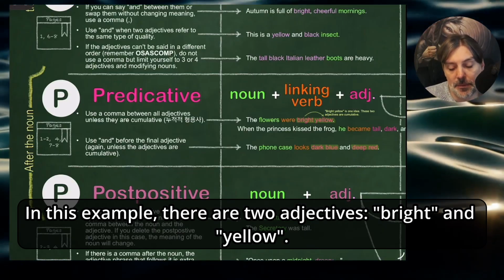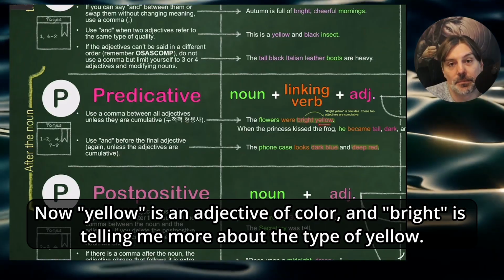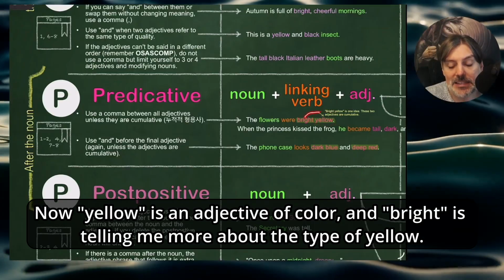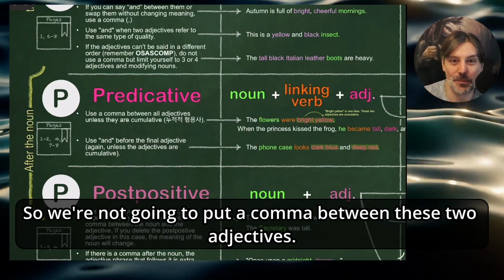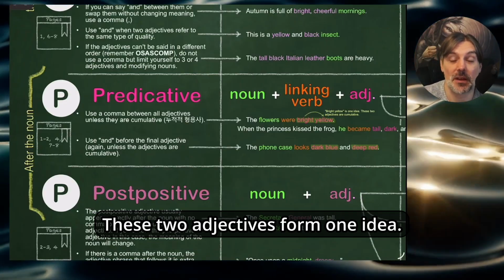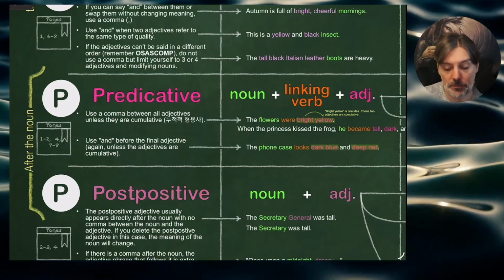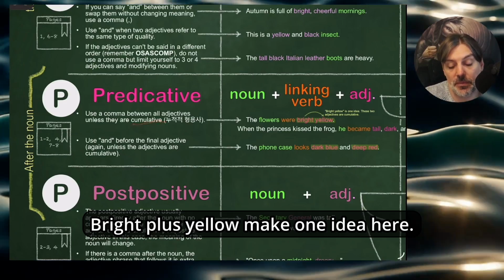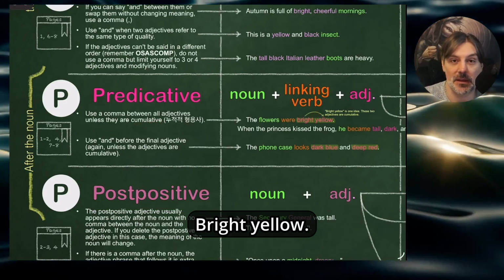In this example, there are two adjectives, bright and yellow. Now, yellow is an adjective of color, and bright is telling me more about the type of yellow. So we're not going to put a comma between these two adjectives. These two adjectives form one idea. The word for this is cumulative. Bright plus yellow make one idea here, bright yellow.